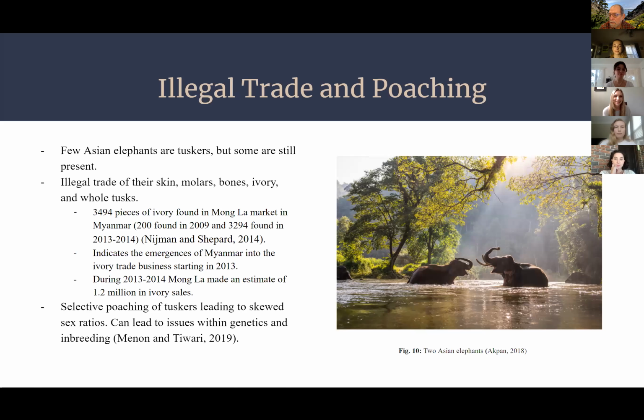Next, sorry. So the next thing is illegal trade and poaching. Not all Asian elephants actually have tusks, but they are still traded for their skin, molars, bones. And when they do have tusks, they're trading whole tusks. 3,494 pieces of ivory were found in Mongolia at a market. 200 were found in 2009, and then 3,294 were found between 2013 and 2014. This is indicating the emergence of Myanmar into the ivory trade business starting in 2013. And during those years, they made an estimate of $1.2 million in ivory sales.